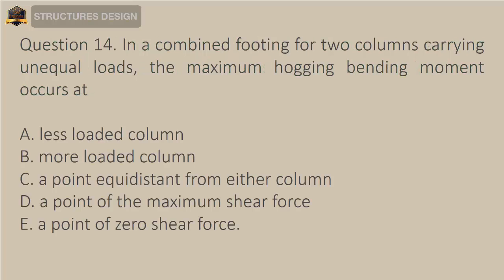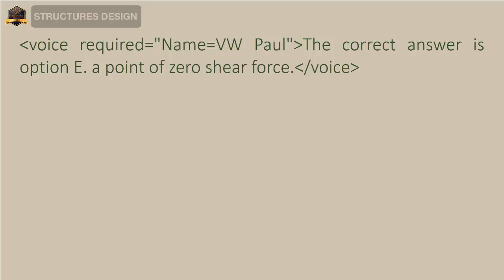Question 14. In a combined footing for two columns carrying unequal loads, the maximum hogging bending moment occurs at: A, less loaded column; B, more loaded column; C, a point equidistant from either column; D, a point of the maximum shear force; E, a point of zero shear force. The correct answer is option E, a point of zero shear force.